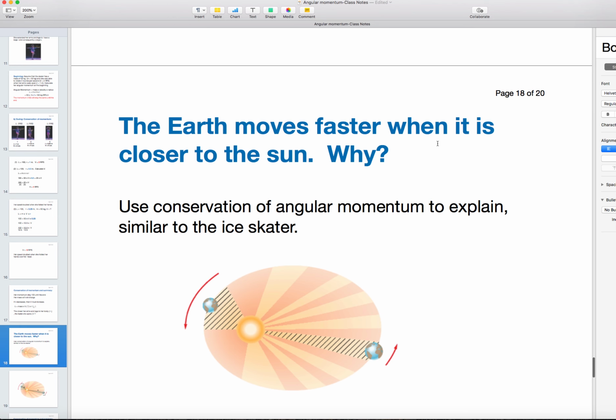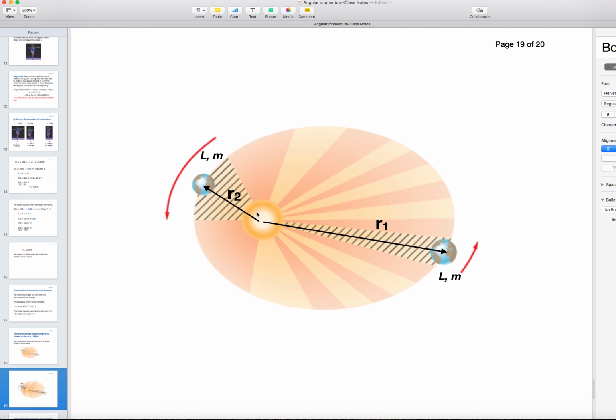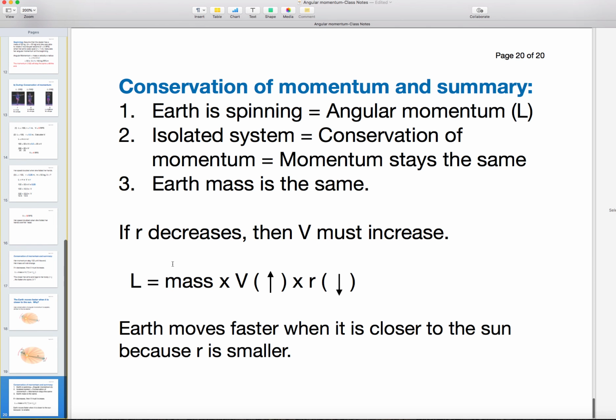So Earth moves faster when it's closer to the sun. Why? There's also conservation of momentum here. When Earth is closer to the sun, the radius is smaller, then the Earth will automatically, naturally spin faster.